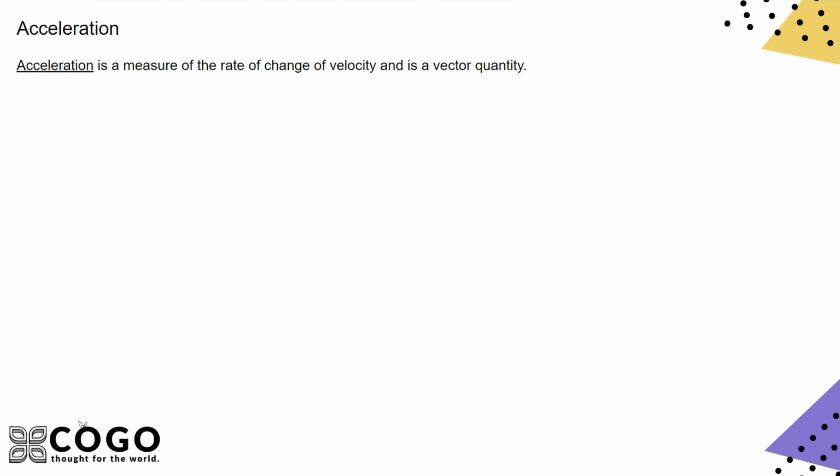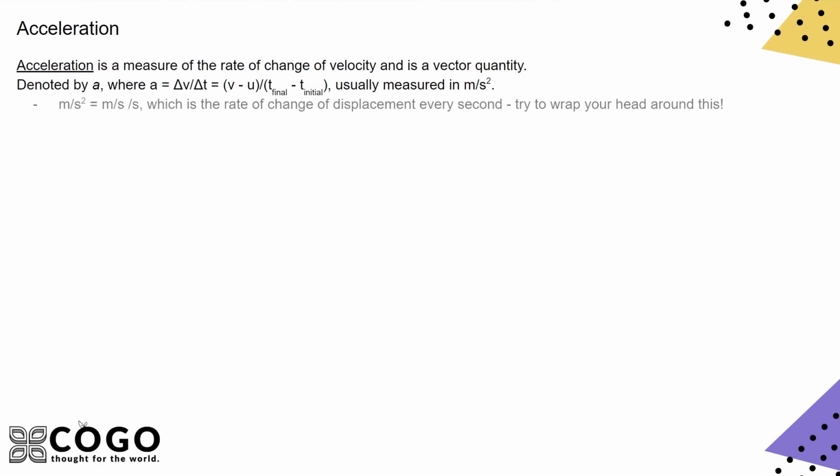Acceleration is a measure of the rate of change of velocity and is a vector quantity. Denoted by a, where a equals change in v over change in t, it is usually measured in meters per second squared. Meters per second squared just means meters per second per second. This is the rate of change of velocity every second. Try to wrap your head around this.